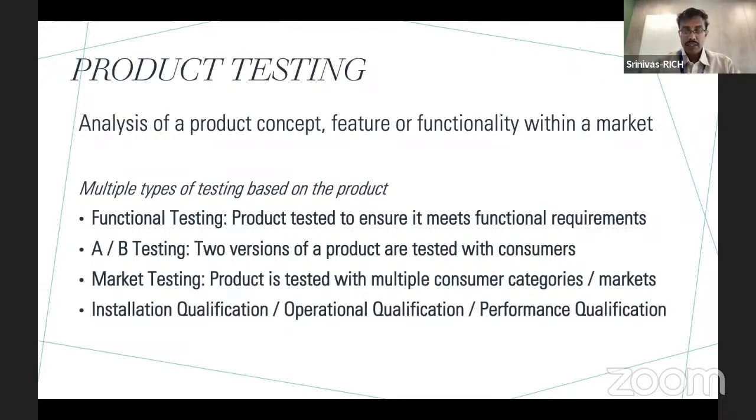Whereas the slightly older ones may still go with whatever we have with some enhanced functionalities. Then installation qualification, operation qualification, and performance qualification.